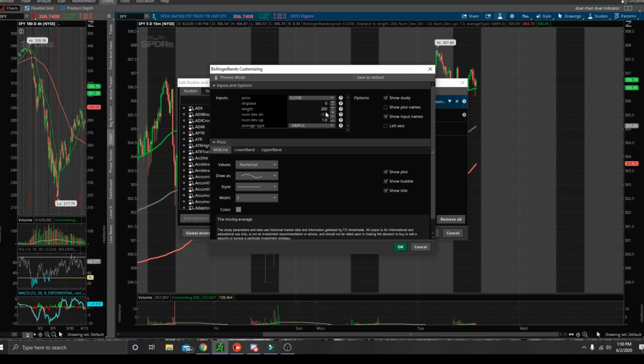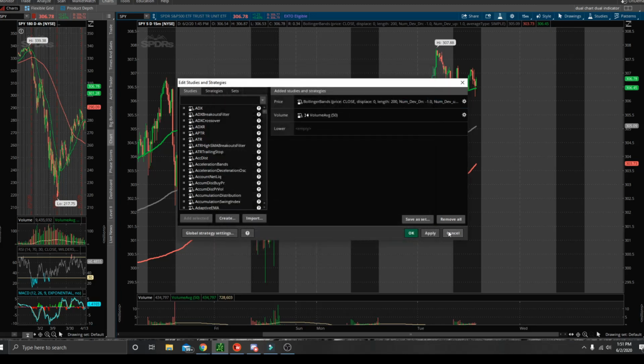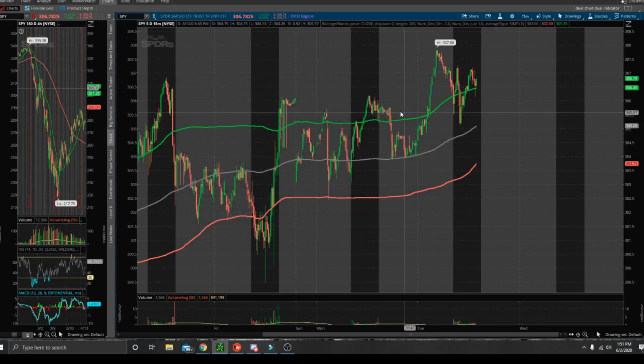So these are the settings I have for it, the 200 length, and then I have the -1 and 1 for the deviation, or whatever that means. It just makes it, in my opinion, better. And then I have the volume average, which we already went over. That's down there. But what this does is all three of these lines can act as strong support or resistance, and it also shows the overall trend of the stock. So basically kind of like the moving averages.